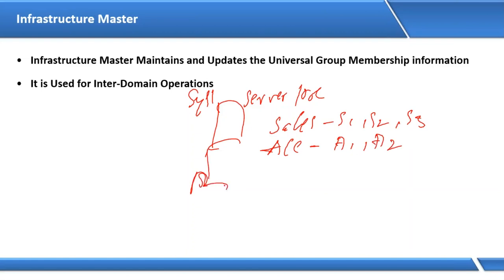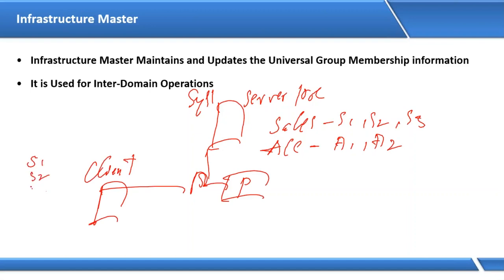In my network I have one printer, and right now this printer is a shared printer. And we have a client. The user can log into any client machine here. So to this machine I can log in as S1, S2, S3, A1, or A2. Any user can log in.